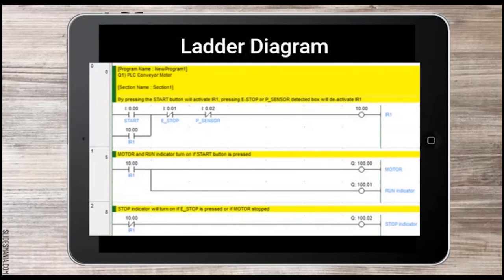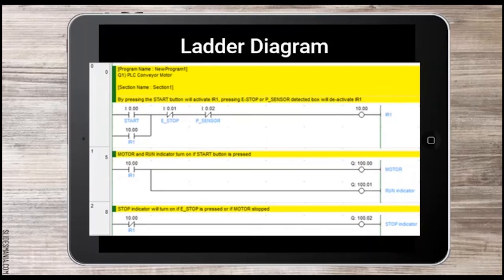This is a ladder diagram for a PLC conveyor motor. It consists of a start button, stop button, proximity sensor, internal relay, motor, run indicator in green color, and stop indicator in red color. At rung 0, pressing the start button will activate IR1. Pressing the e-stop or stop button, or the proximity sensor detecting the box, will deactivate IR1.